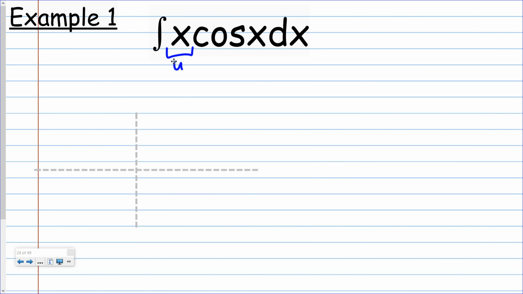what you do is you define your u and your dv. Remember that integration by parts says the integral of u dv equals u times v minus the integral of v du. So all I'm going to do is define this as u and dv. I'm going to make my x u, and I'm going to make this whole cosine x dx my dv. And then I'm going to substitute right into this formula.